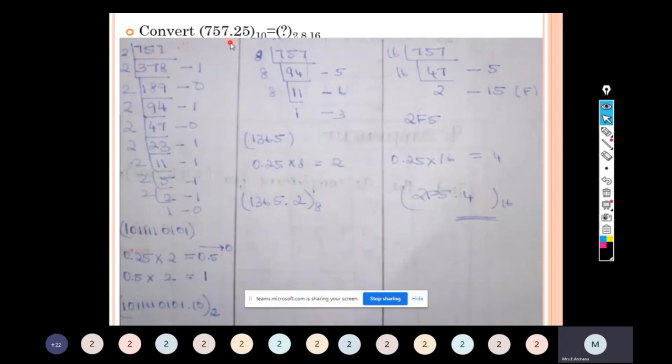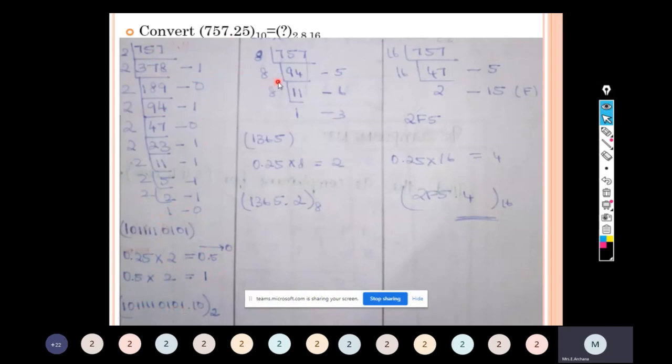When we go for the fractional part, we have to multiply 0.25 by 2. So 0.25 into 2, we will get the answer 0.5. 0 is taken as the integer part. Again 0.5 multiplied by 2, we will get only an integer. There is no fractional value, so we will stop here. So the answer for this problem is 1011110101.01 to the base 2.